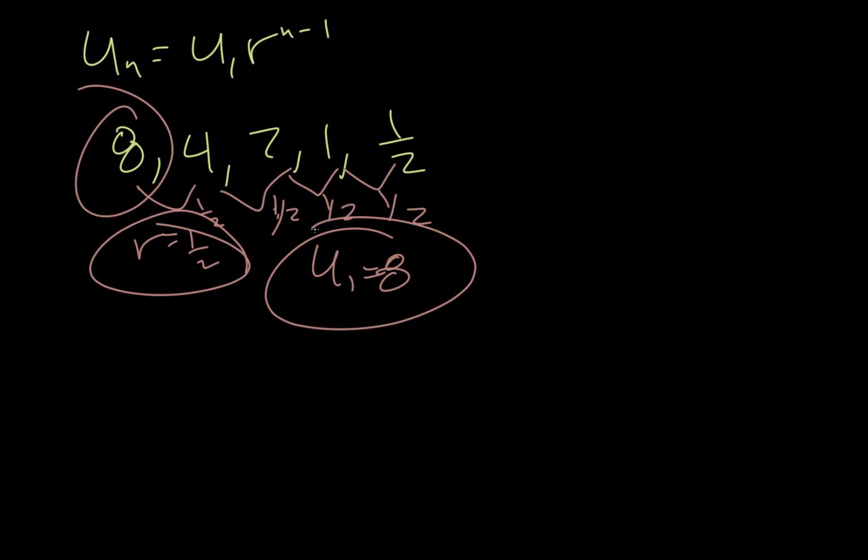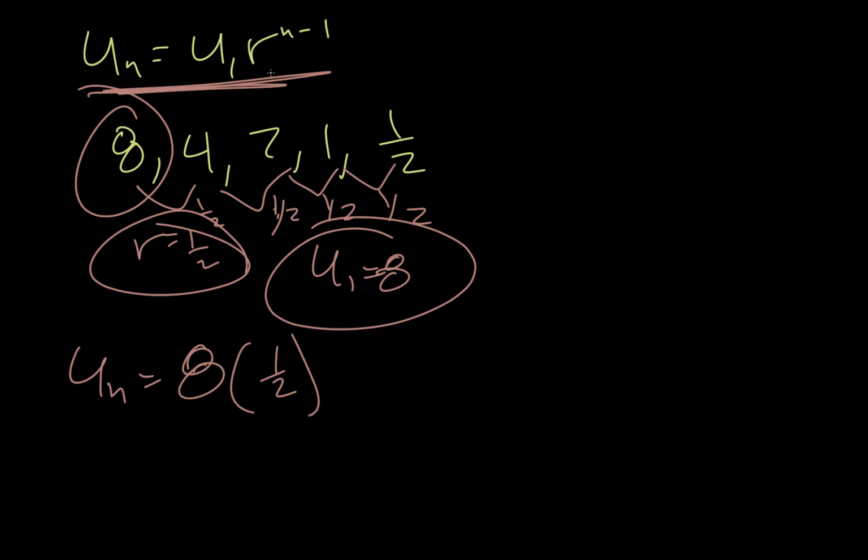Now part B, it says find the general term u_n. So we're going to use this. We're just going to say u_n equals, then write down the first term, which is 8, plug in the common ratio, and then leave n minus 1, and that is essentially all we need.